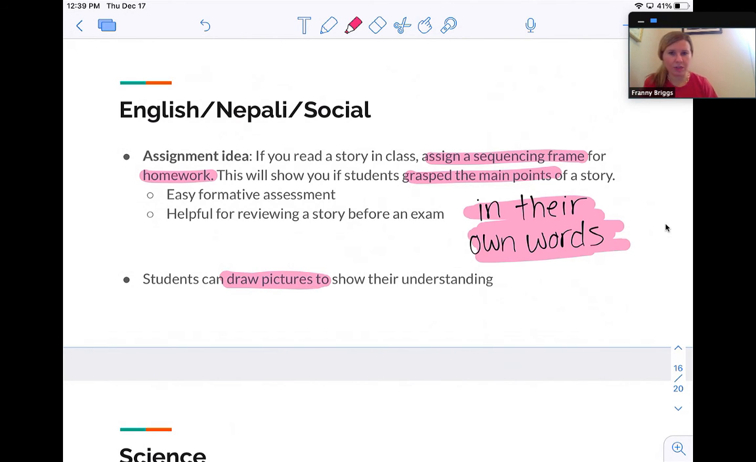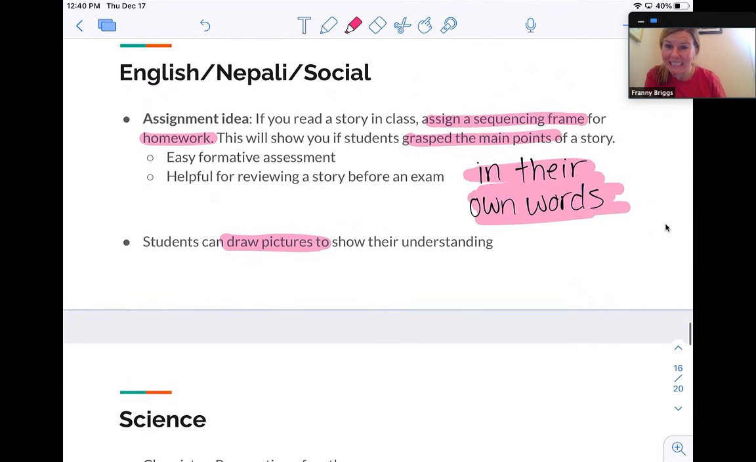They can also draw pictures. These are to benefit the students, okay? So as long as they are demonstrating their understanding and you know that they understand the content, pictures are absolutely fine to put into their sequencing frame. And obviously with secondary students, you're going to get better pictures than you might with a primary student, unless you are my teacher and then you're still getting primary level drawings.